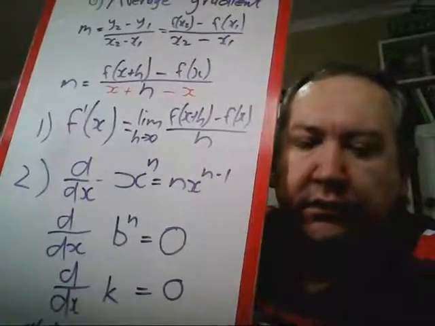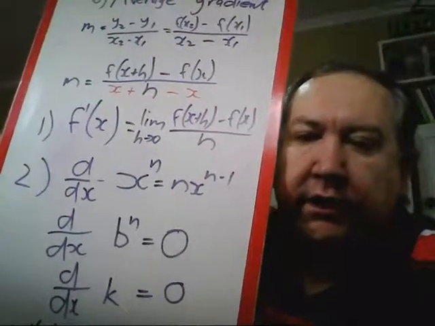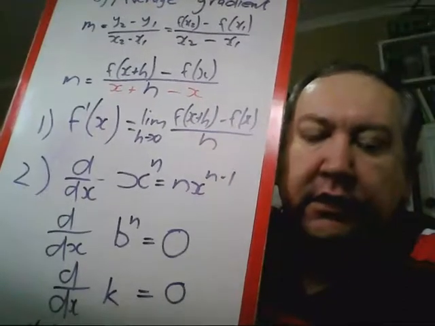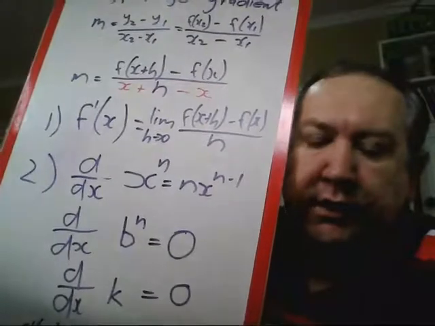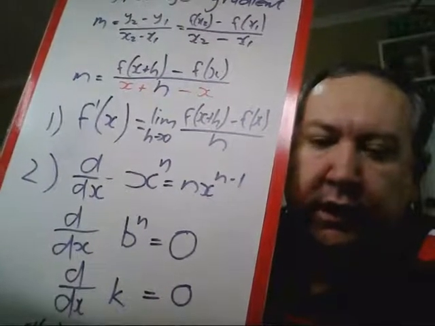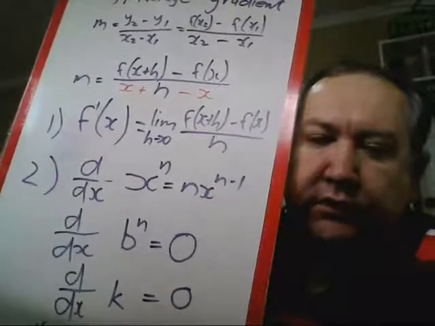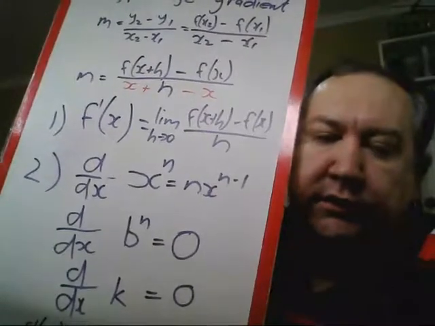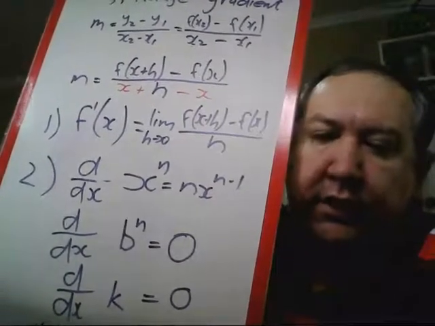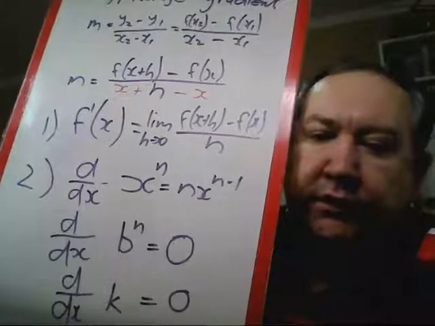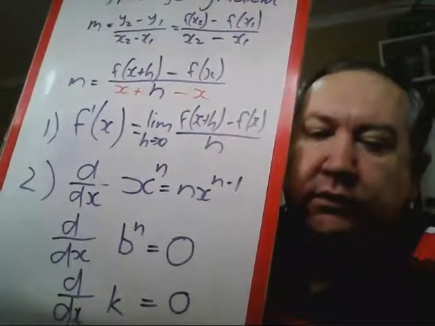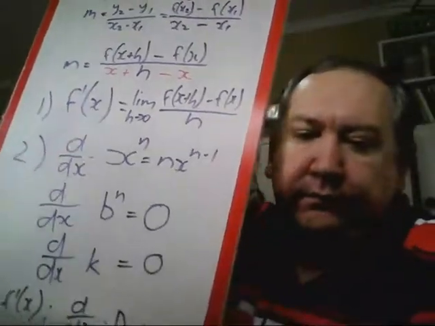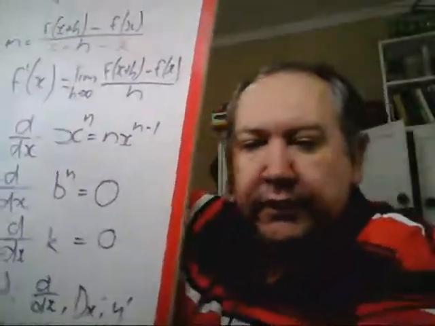Now we know that the line y equals k has a 0 gradient, so therefore the first derivative will be 0. Then there's an example I will highlight, which is very similar to d/dx of k, which is d/dx of b to the n. You see that the b is not the same as the x, and therefore it's a constant, which means the gradient is 0.